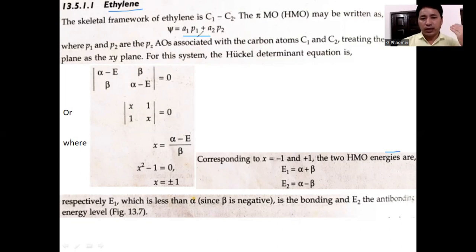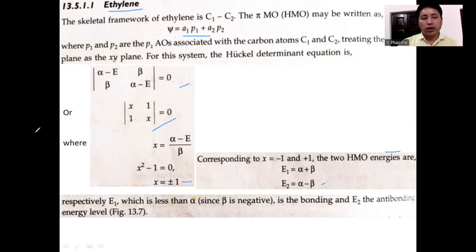Therefore, we can write the coefficients of this equation in terms of a determinant that is called the Hückel determinant equation. As we discussed, x can be written like this, so this becomes x, this becomes 1, and so on, and from the matrix we know that x is equal to plus or minus 1. So the x value is either plus 1 or minus 1. If it is minus 1, it will be bonding, and if it is plus 1, it will be anti-bonding.